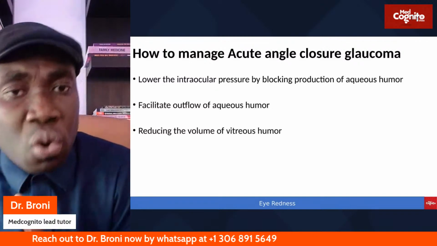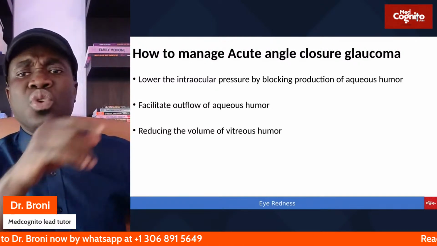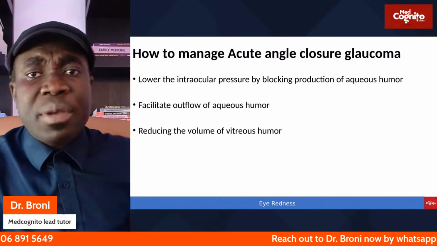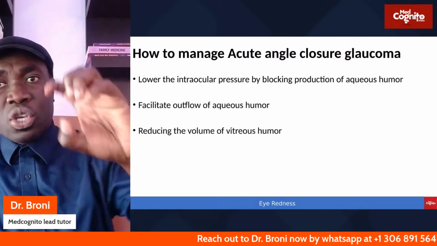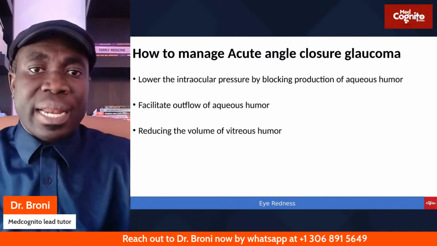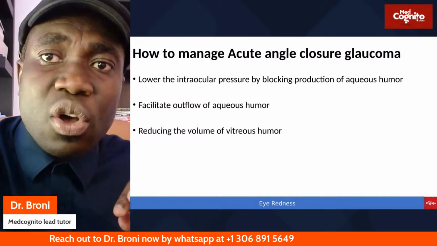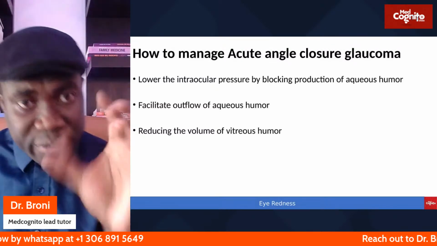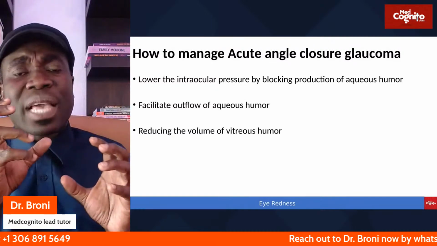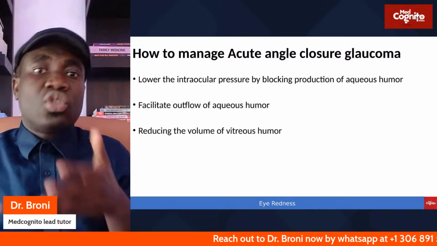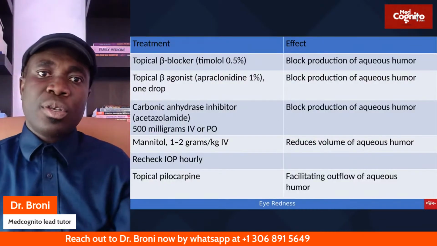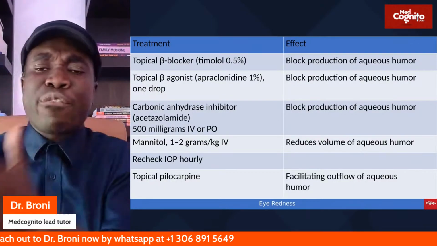So if you are going to manage acute angle closure glaucoma, you need to look at all these places. Where can the problem be coming from? It can be coming from excessive production, so you need to give a management for that. Number two, it can be coming from the path, so you need a management for that. And it can also be coming from the drainage, so you need to deal with that as well. Now, what then informs all these?